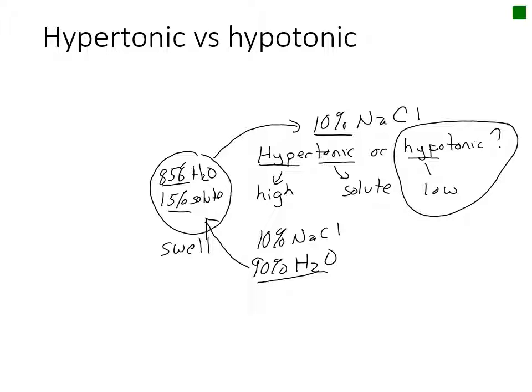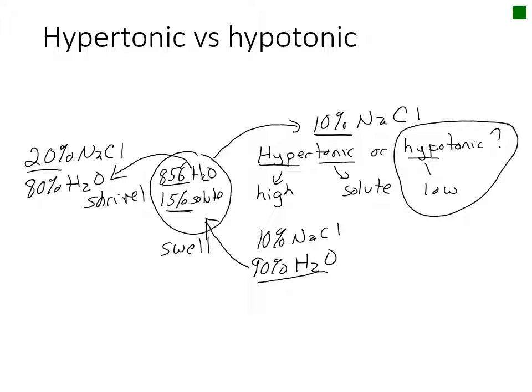A hypertonic solution must have a higher solute concentration than the cell. So for example, a 20% sodium chloride solution would be considered hypertonic because 20 is higher than the 15. In this case, it would also be 80% water, and so we can see water would go from the higher concentration inside the cell to outside the cell, causing it to shrivel.